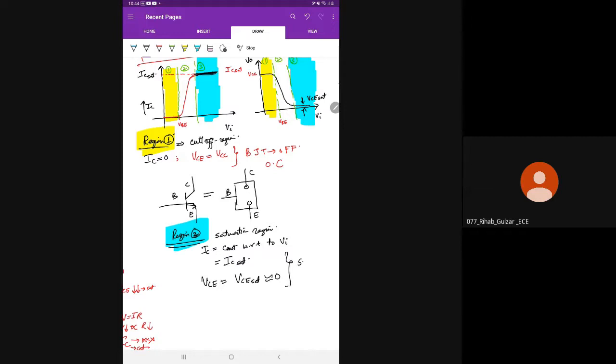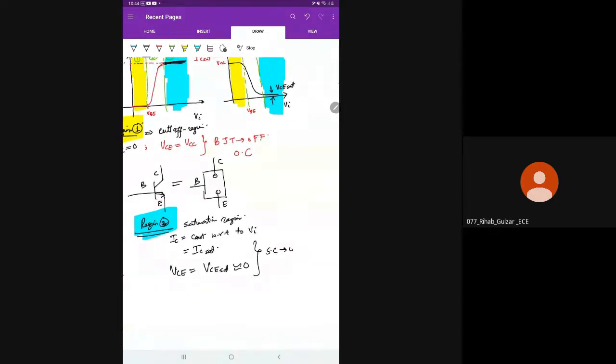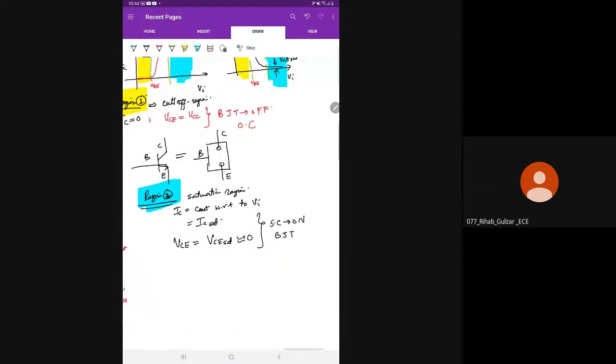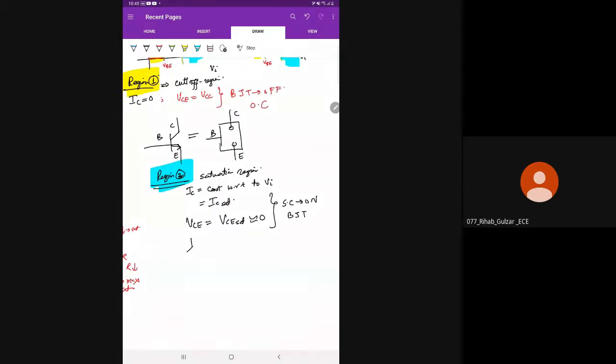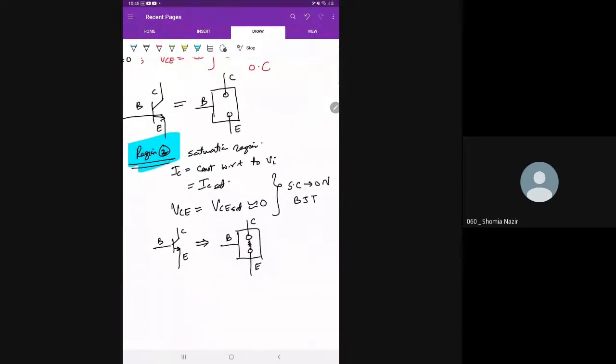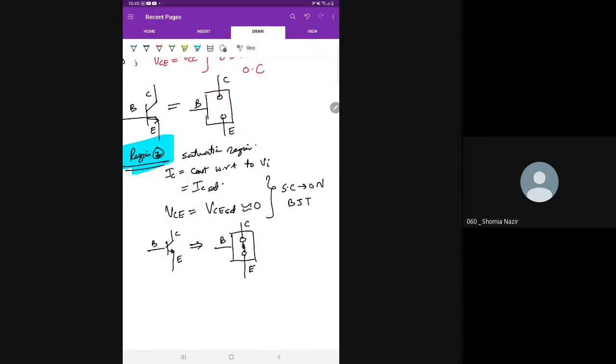And in this region, our BJT is on, and it acts as a short circuit. When the BJT is on and acts as a short circuit, this is what the internal circuit diagram will be. So you have the BJT like this. Internally it is a short circuit, but there will be some internal resistance between C and E. What will that resistance be equal to?